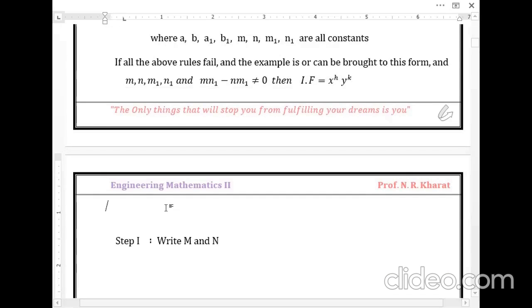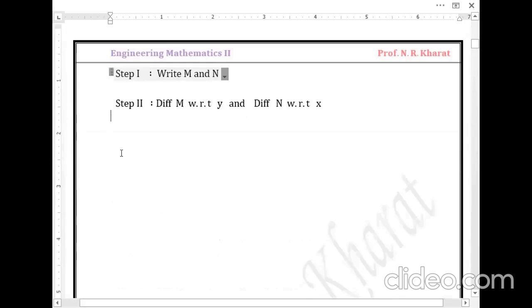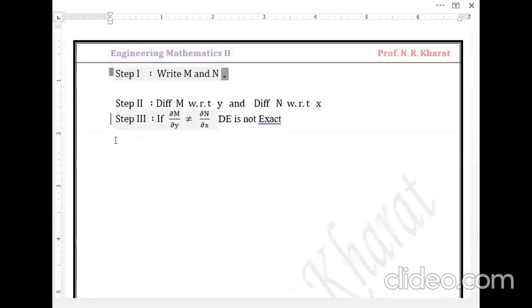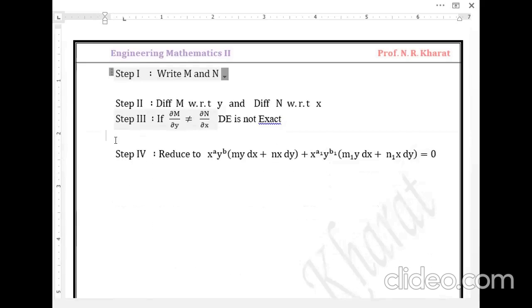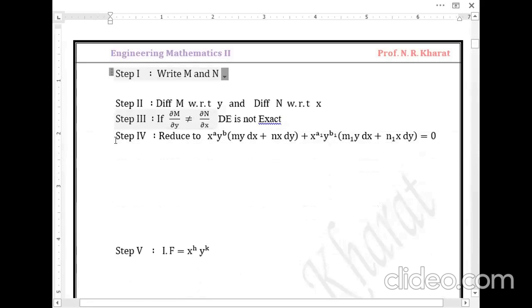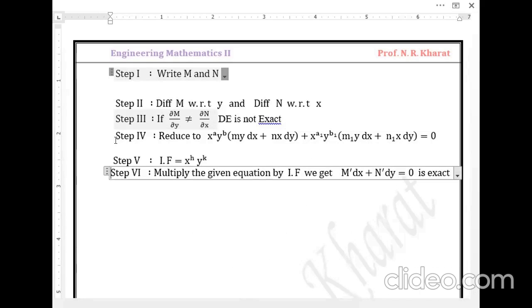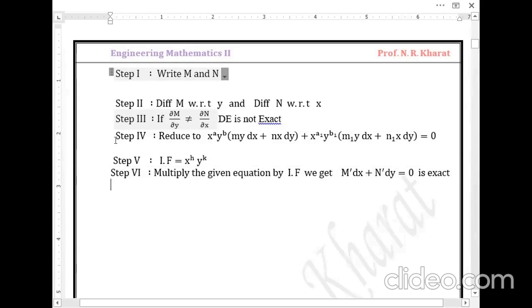The steps involved are these. We write M and N, then take the derivative of M with respect to y and N with respect to x. Next, we check whether the given differential equation is exact or not. If not exact, we try rules 1, 2, 3, 4. If those fail and the equation can be expressed in this particular form, we assume x raised to h and y raised to k as the integrating factor. Multiplying this integrating factor to our differential equation, we get a new differential equation, M dash dx plus N dash dy.